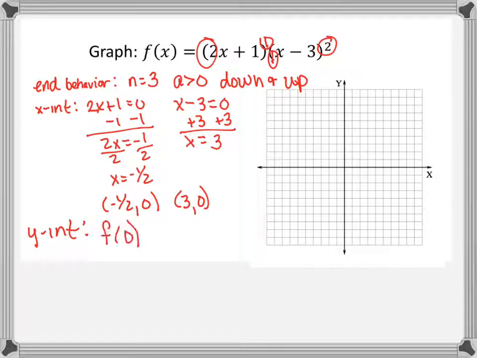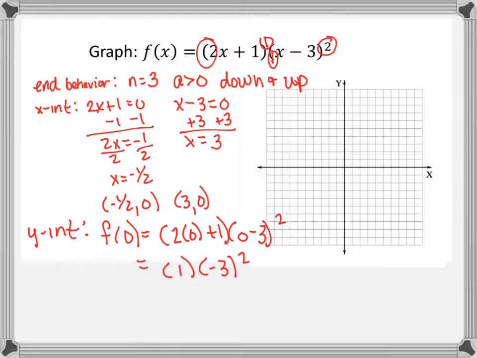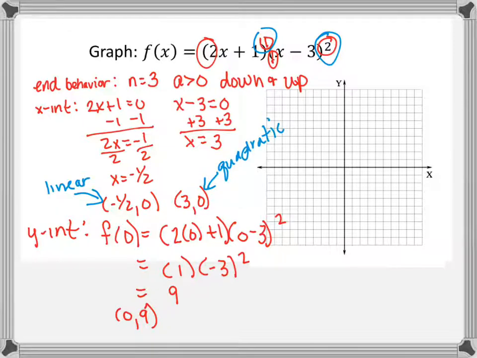The y-intercept, we need to find f of 0. So we will substitute 0 in for x: 2 times 0 plus 1, times 0 minus 3 quantity squared. That simplifies to 1 times negative 3 squared, which is 9. So we have a y-intercept at (0, 9). This first factor had an exponent of 1, so it's a linear factor. The second factor has an exponent of 2, so our graph behaves like a quadratic at the second x-intercept.